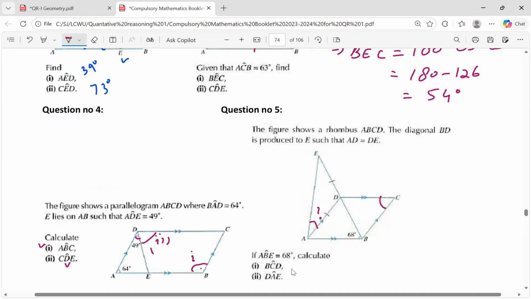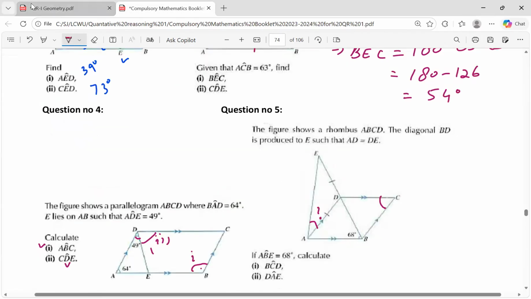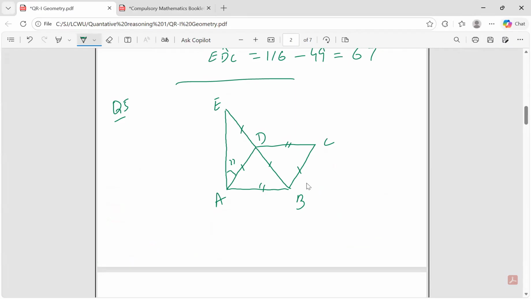Okay, let's do it. Let's draw it more. You have produced it to this length, and you need to find this angle in the second part. The first one is angle C, this angle in the first part, and this angle is given to be 68 degrees, right? So the first part is angle BCD and the second part is angle DAE. You need to find these angles. Okay, let's start the solution of the problem.